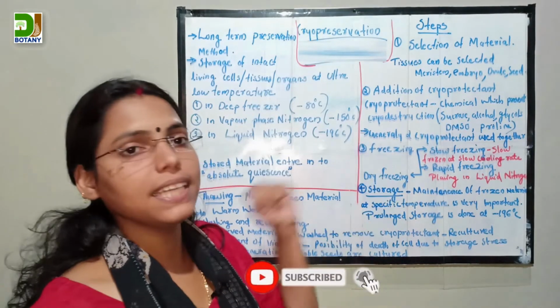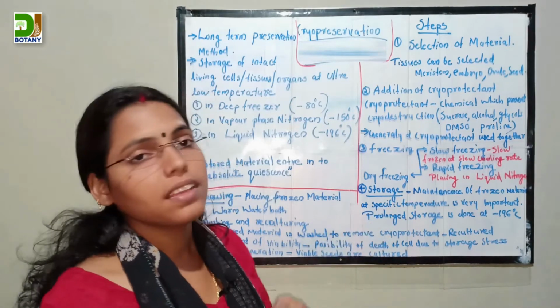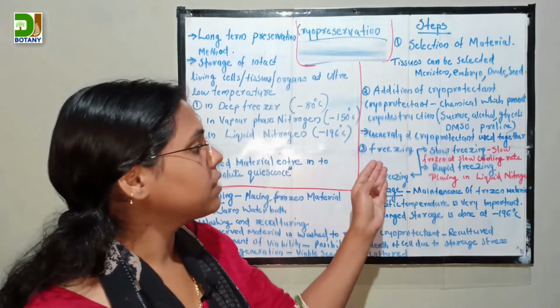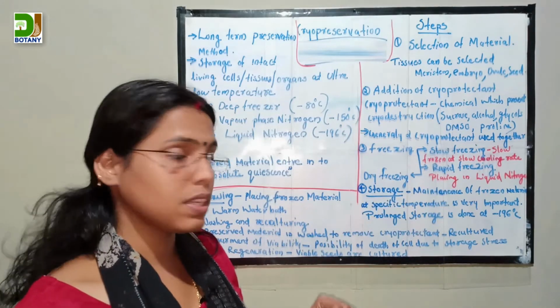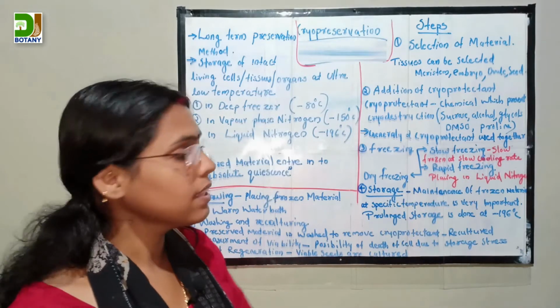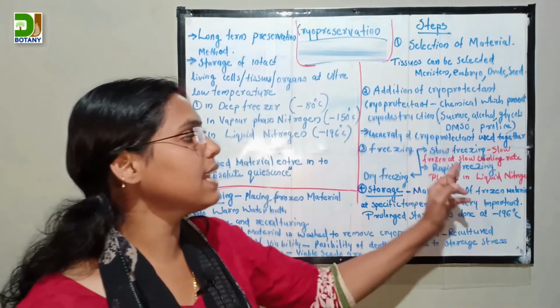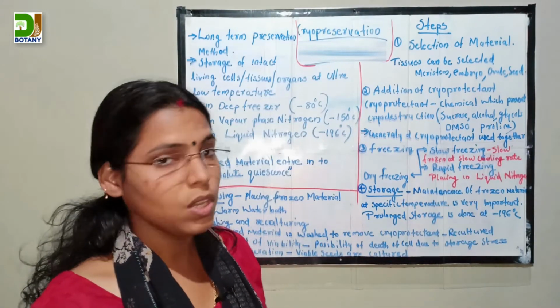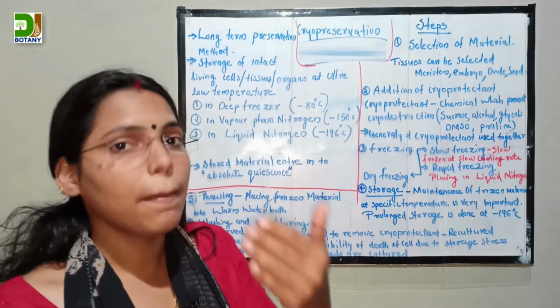Okay. The third step is freezing. Freezing means cooling or treating to low temperature. Three methods are mainly used for freezing: slow freezing, rapid freezing and dry freezing. Slow freezing means freezing the material at a slow cooling rate, so the material is dehydrated and survives better.